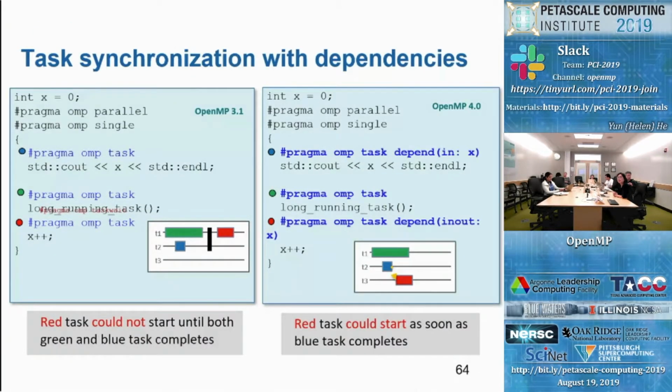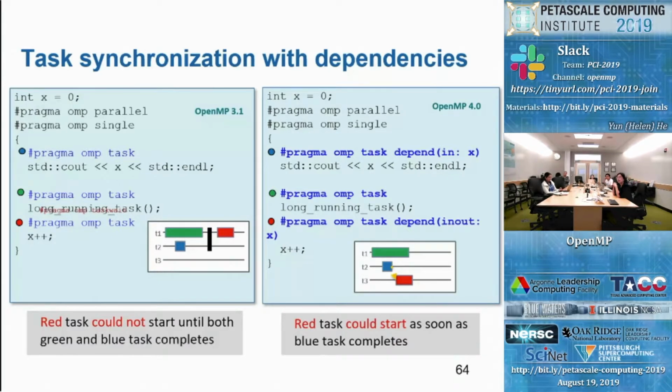There are dependencies you can use to help with task synchronization. On the left side, in the example, for the red one there's a typo there: the last line should be private, OMP taskwait. That means before you start the red task, you have to wait for green and blue to finish, because there's a taskwait there.